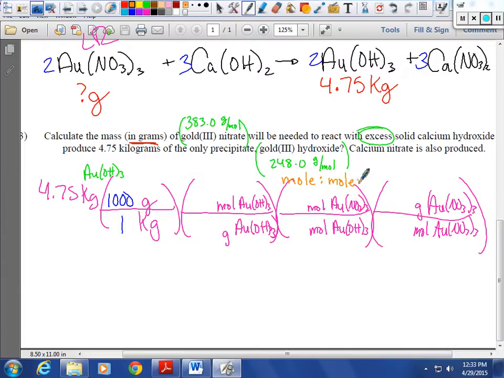So nothing is different about this problem except for the initial. We just changed from kilograms to grams. Everything else stays the same. Now, anytime you see a mole with gram, what does mole get? A 1. 1. What is your mole to mole ratio? 2 to 2. What is that? Why is that good news in your calculator? Skip it. Get rid of it. And I've already given you the masses. So the mass of gold 3 hydroxide is 248.0 and gold 3 nitrate is 383.0.